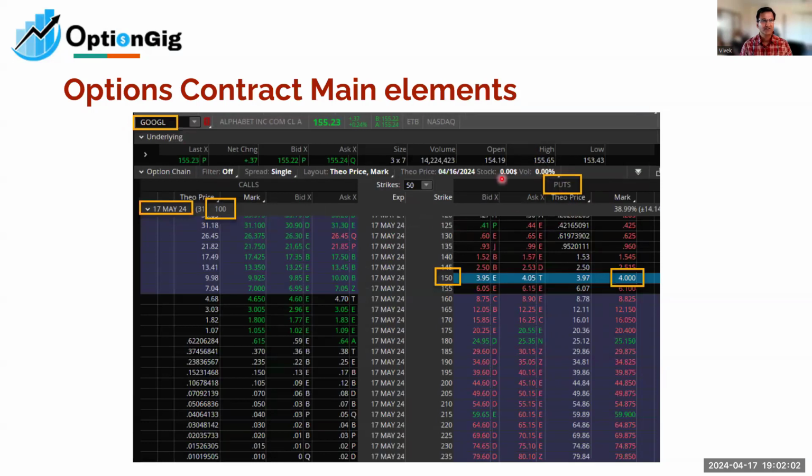For now, only focus on the right side because we're talking only about puts. I'm not going to get into the call side of the house. That's for a later session. So what's the stock? That's Google. What's the expiration date? In this case, the expiration is 17th May 24. What's the price that we have agreed upon? In this case, the price is $150. And the premium, which is denoted by the mark, is $4. And what kind of contract is it? It is a put contract.